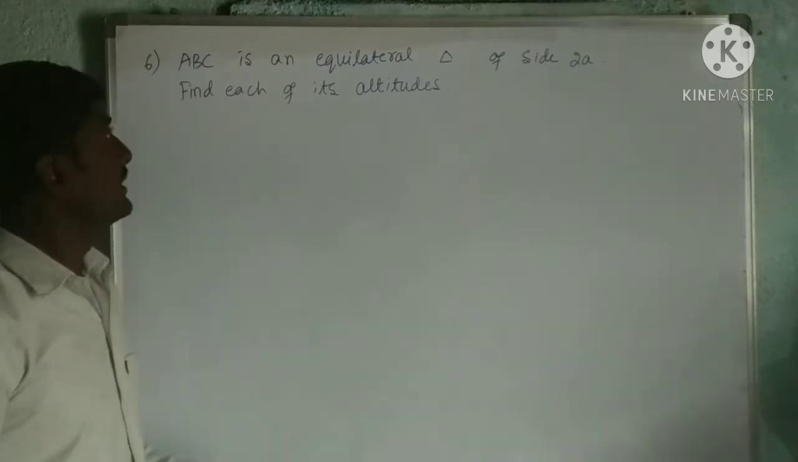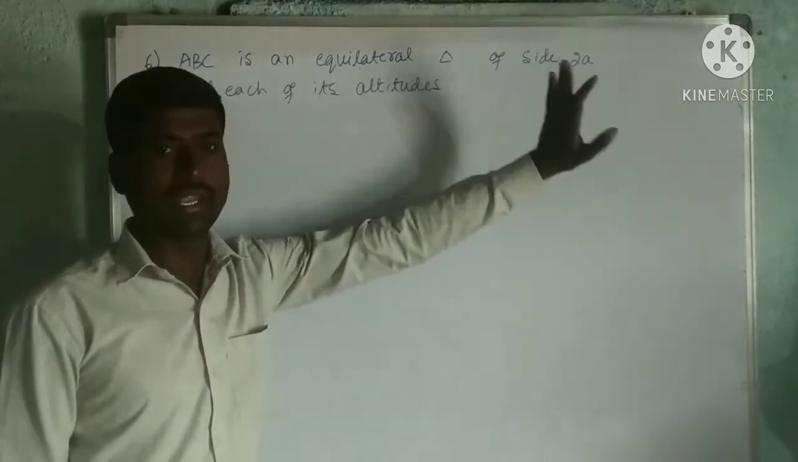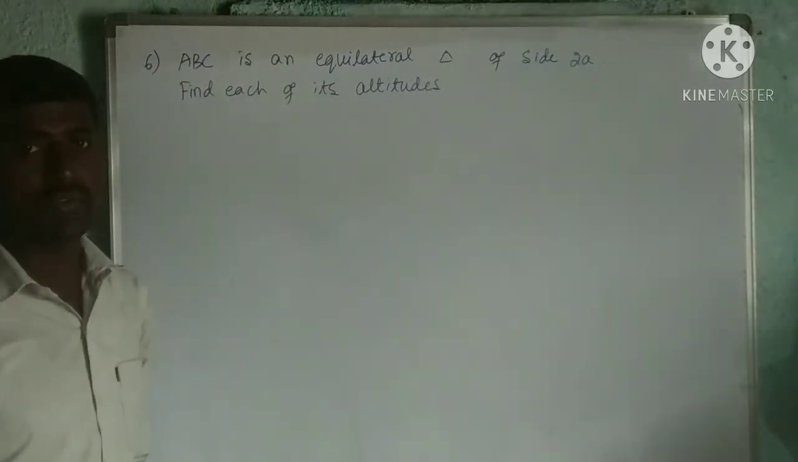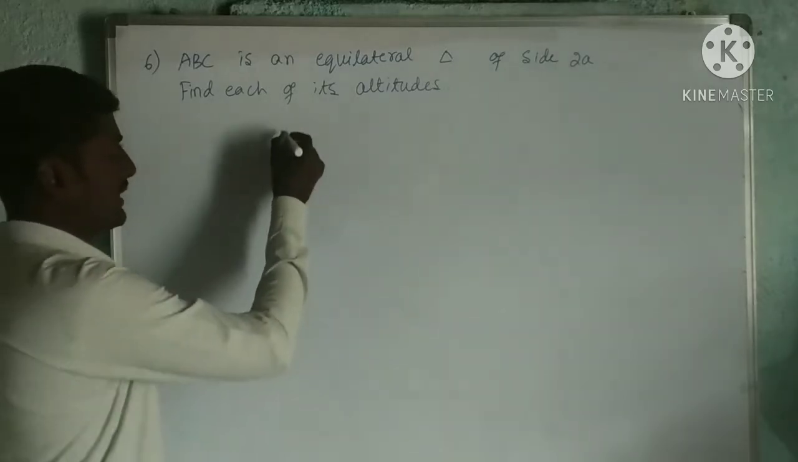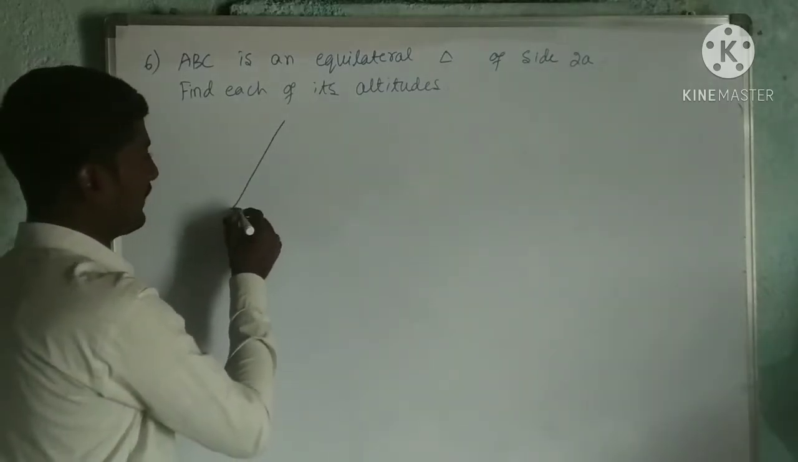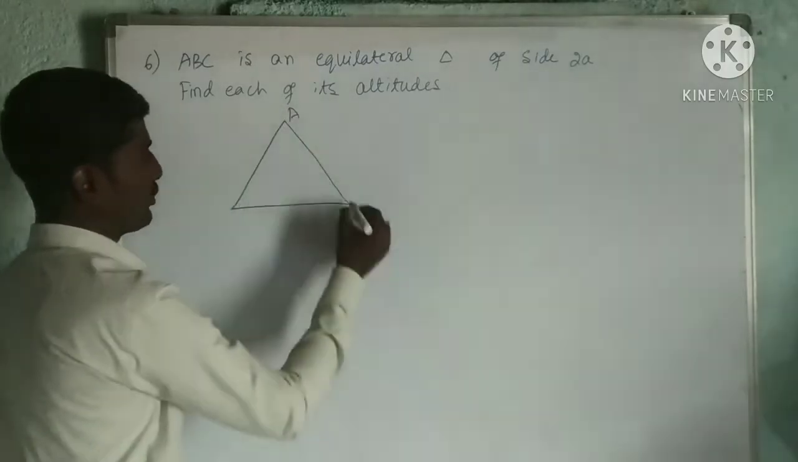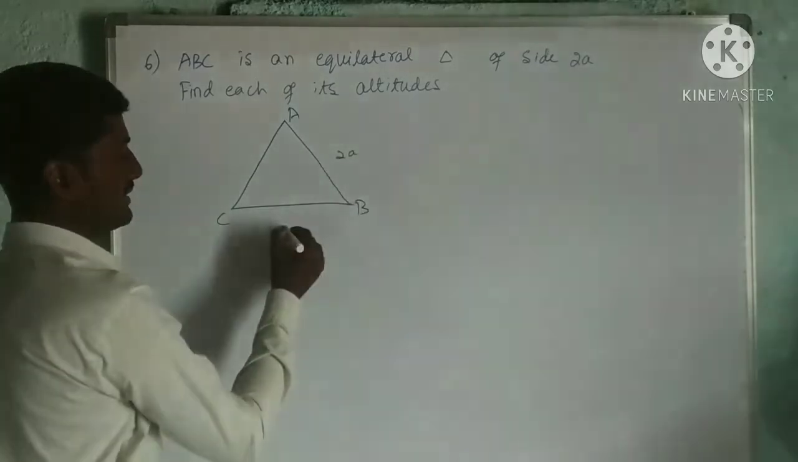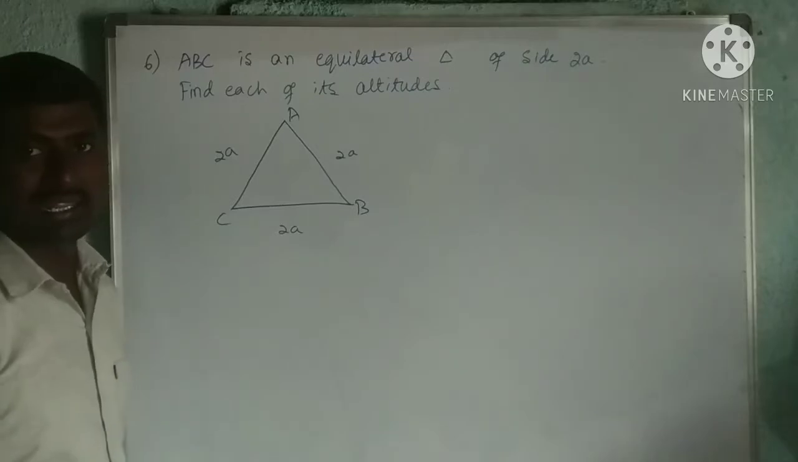Next question. ABC is an equilateral triangle of side 2A. Find each of its altitudes. We have to find the altitudes of an equilateral triangle. So let us take one equilateral triangle ABC. The side of this equilateral triangle is 2A. So this is 2A, this is also 2A, and this also 2A, because it is an equilateral triangle.